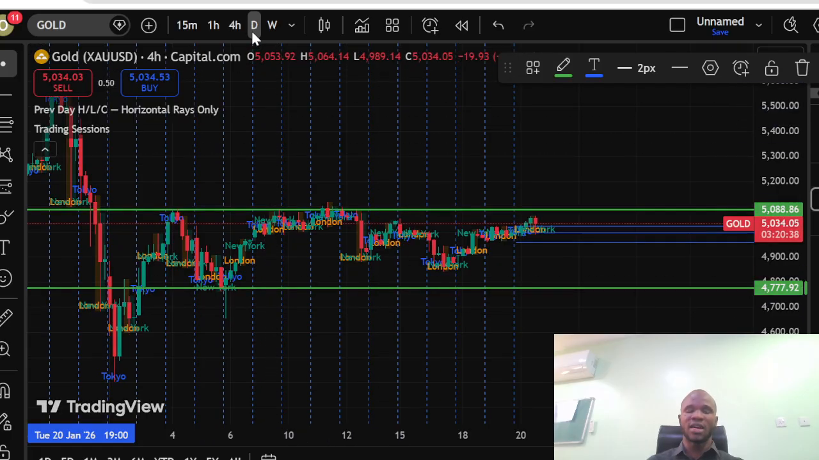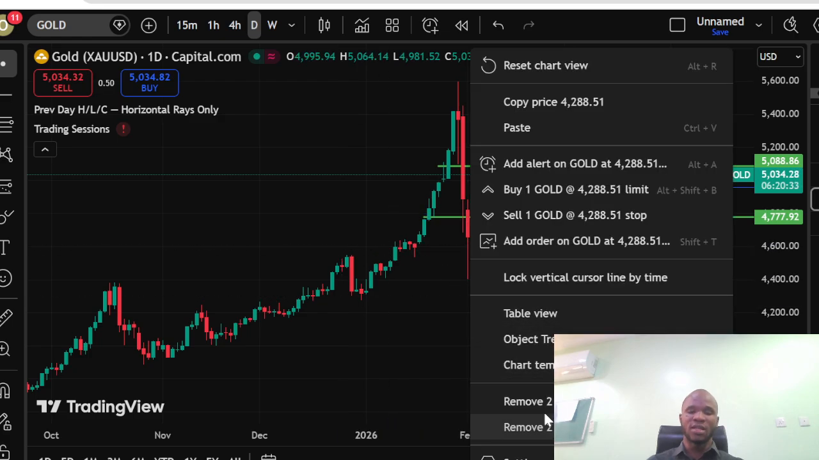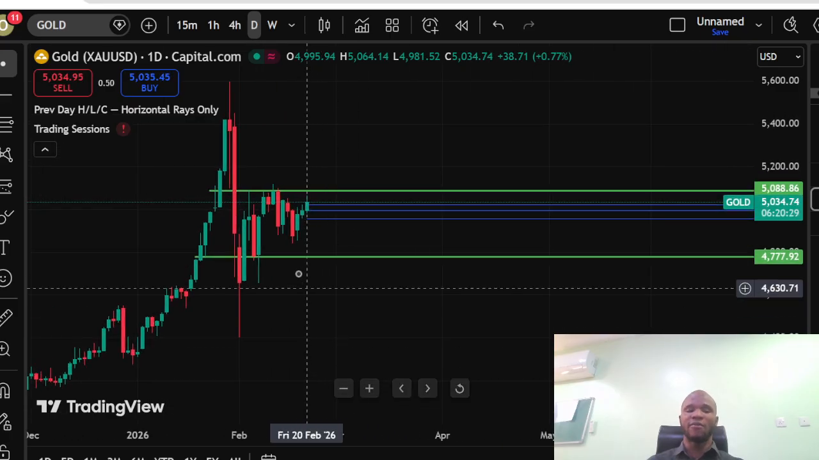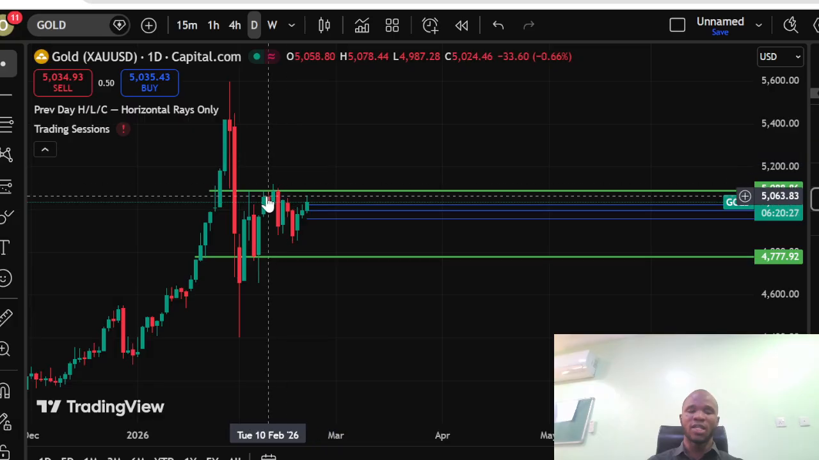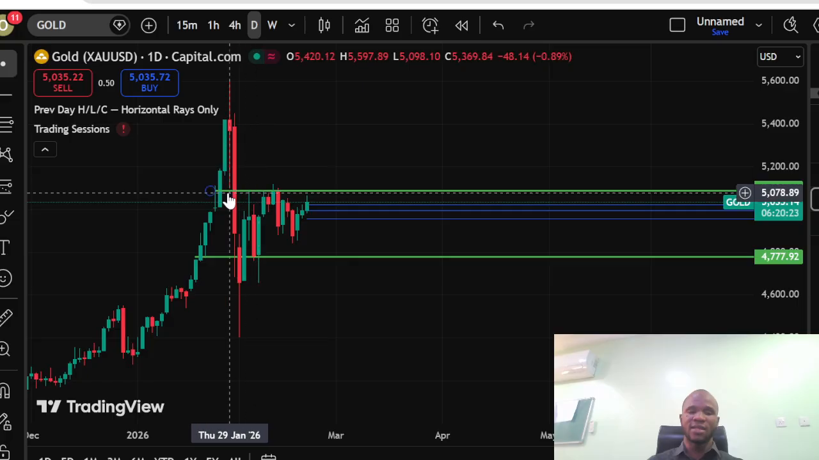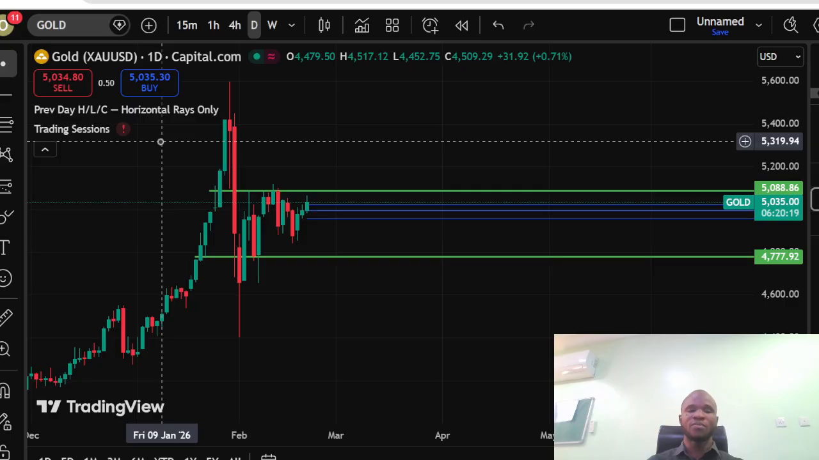So on the daily time frame, how do you do that? Usually, if you draw your support and resistance level well, it will align on all time frames, especially if you're doing it on the 4 hour or the daily time frame. So this is the daily time frame. You see my resistance level, it's well aligned. My support level is well aligned as well.